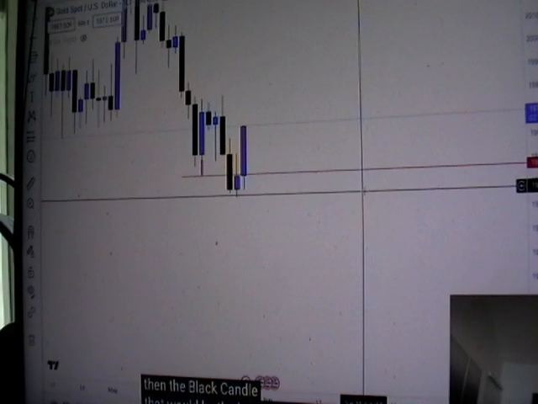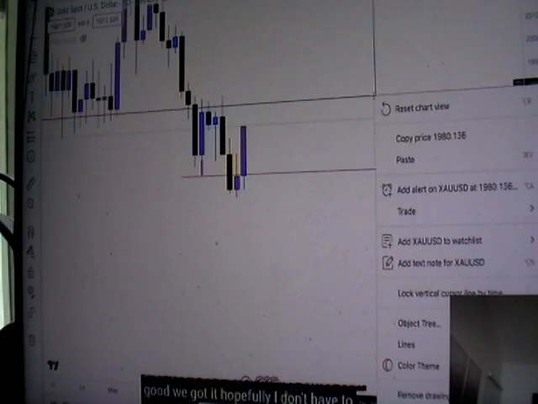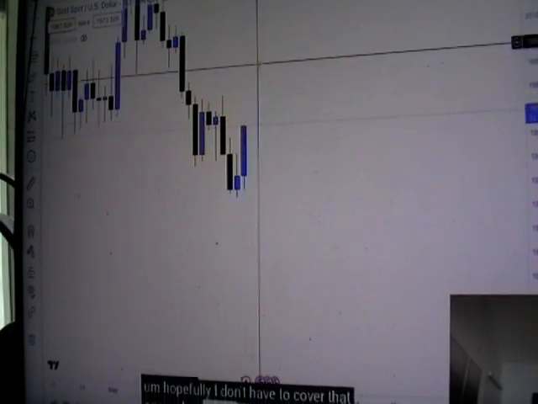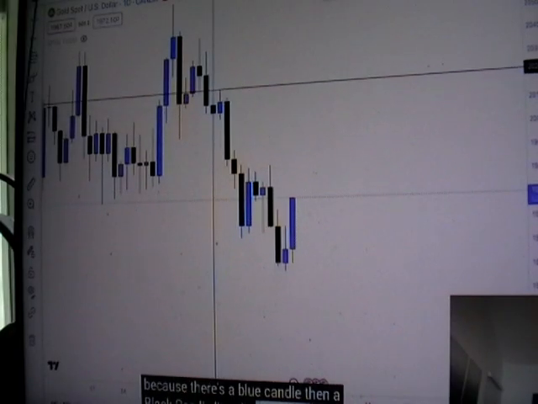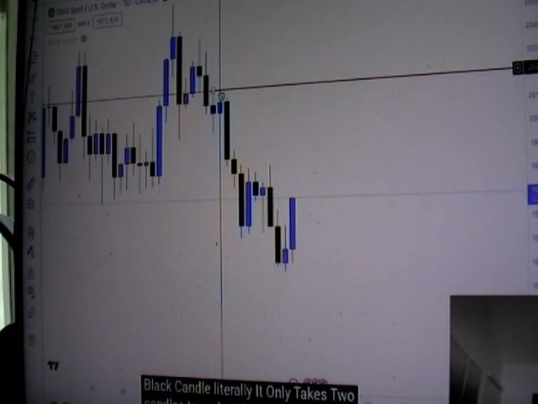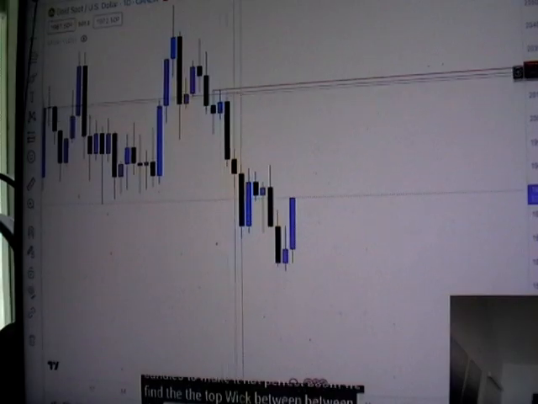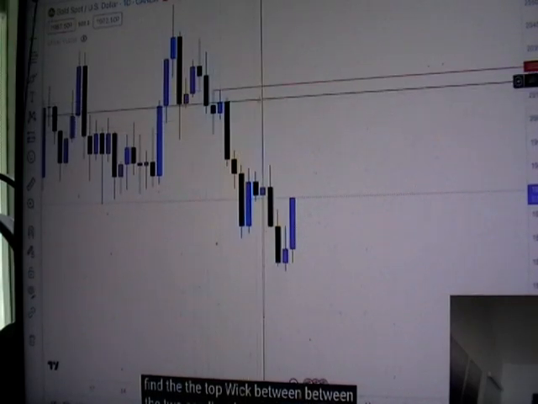Make sense? Cool? Good? We got it? Hopefully I don't have to cover that again. Okay, we can go over another example. What is this? This is a high. Why? Because there's a blue candle, then a black candle. Literally, it only takes 2 candles to make a high. Perfect. Boom. We find the top wick between the 2 candles. Done deal.